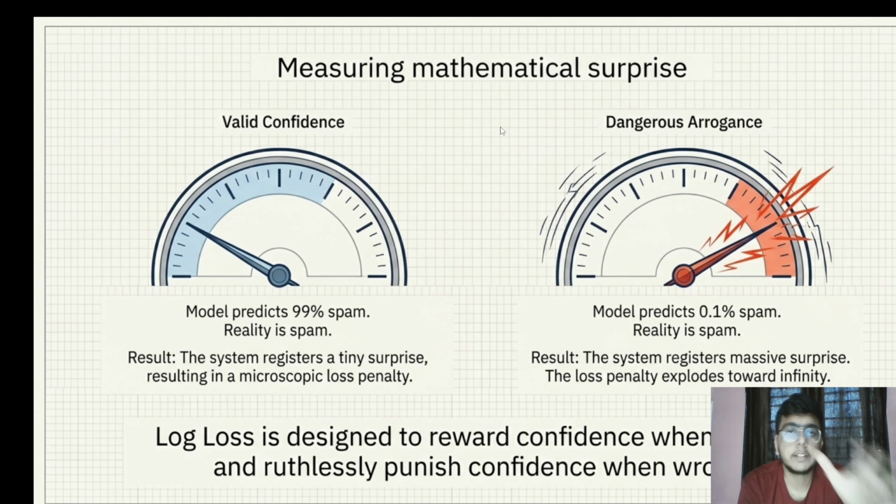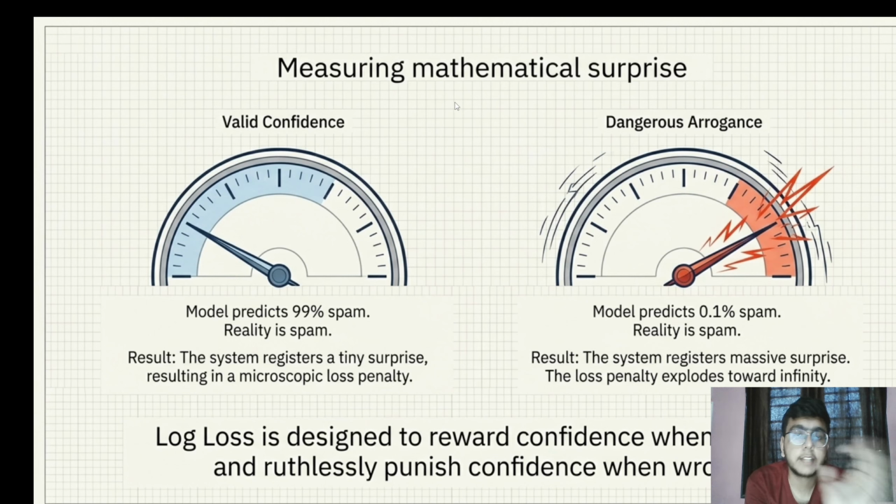Take a real life example: you are expecting that your friend will give you a Realme phone on your birthday, and your friend gives you the iPhone. So you are very surprised positively, highly surprised. And let's say your friend gives you a Nokia keypad phone, then you are still highly surprised, but in a negative direction. In the same way, the log loss function measures mathematical surprise.